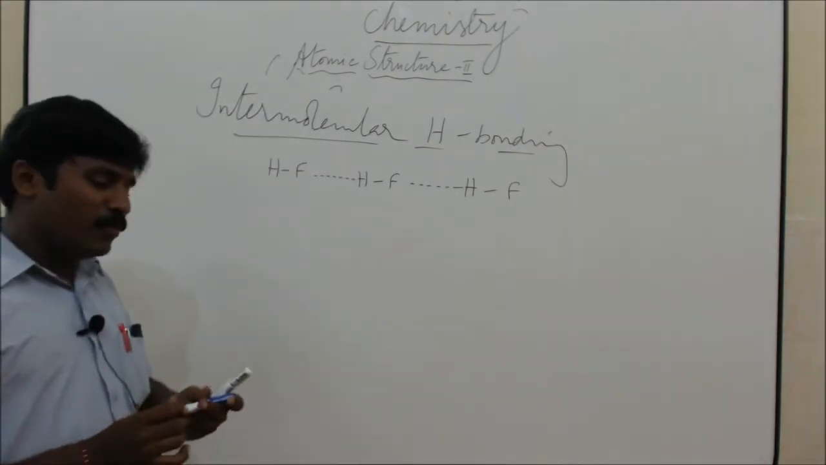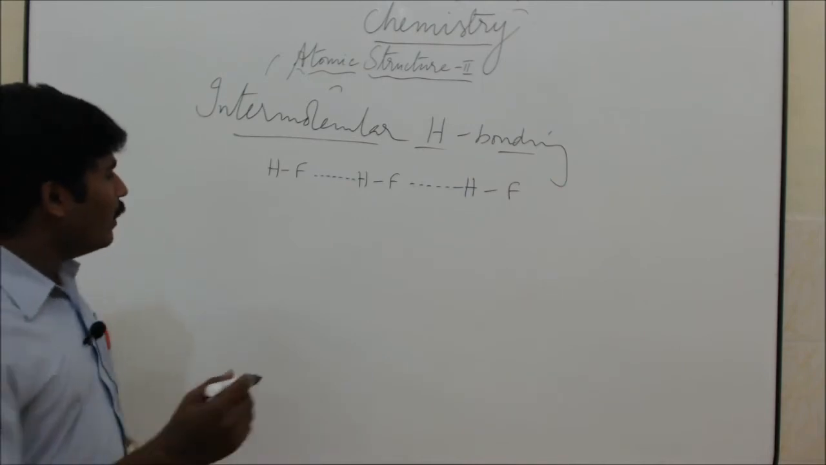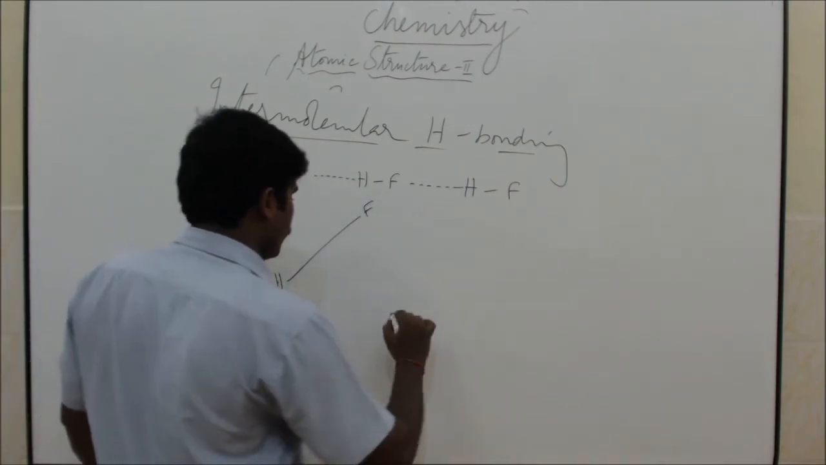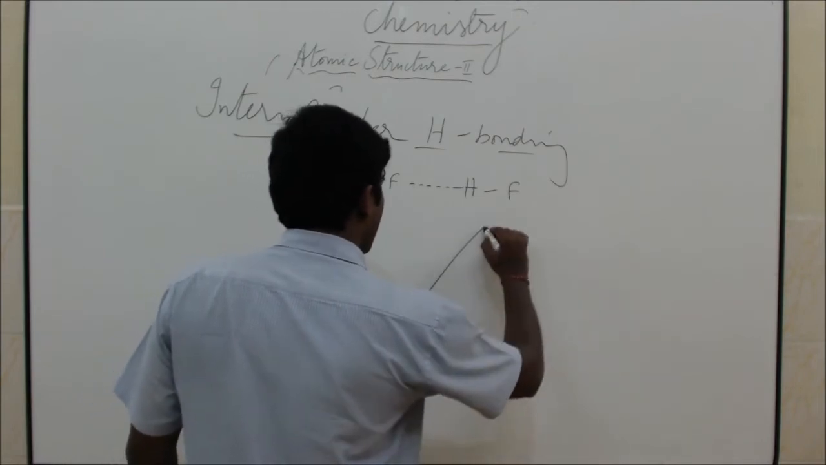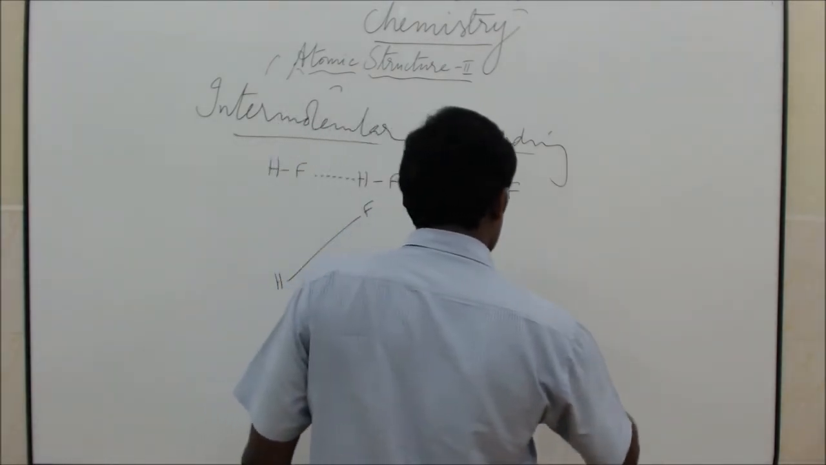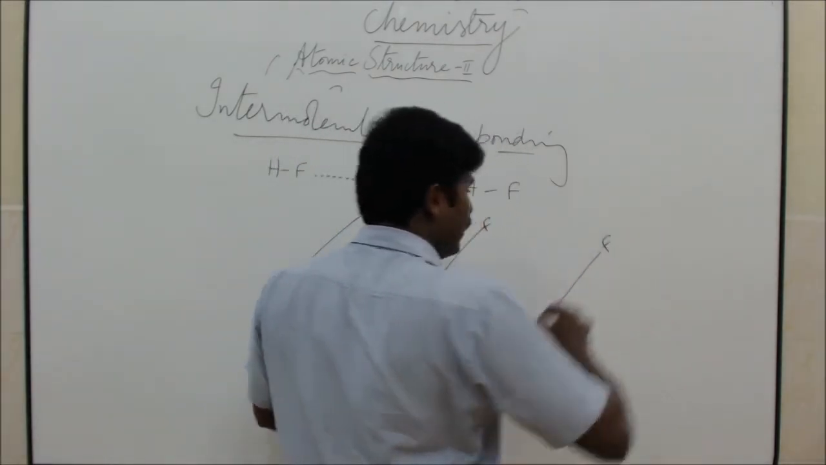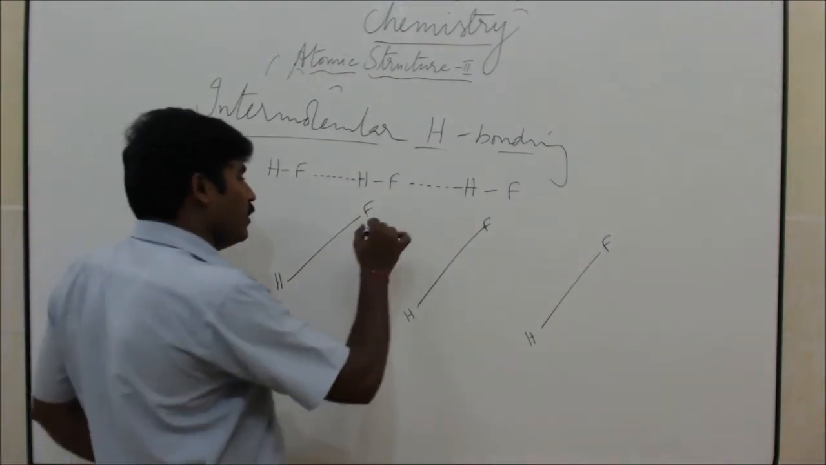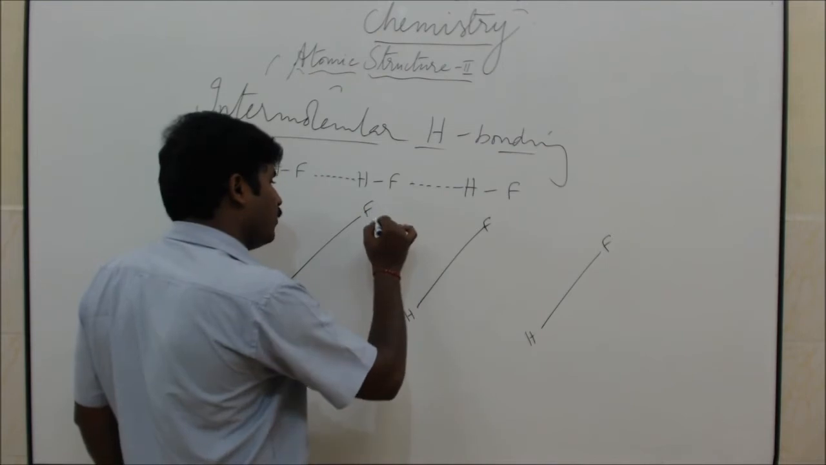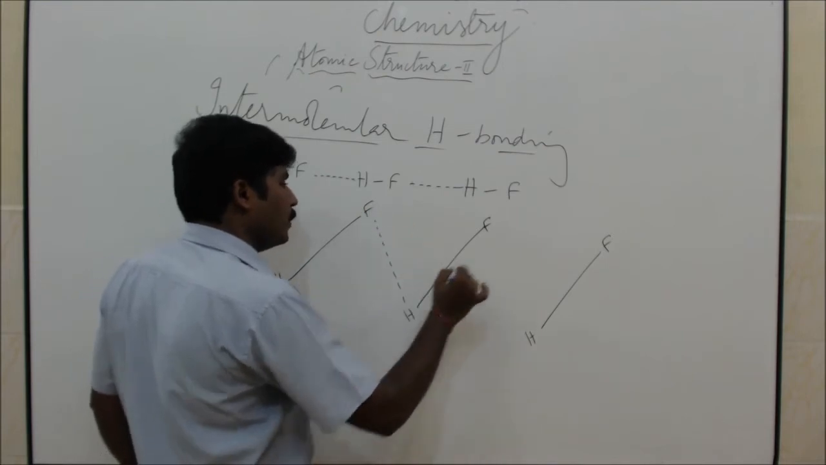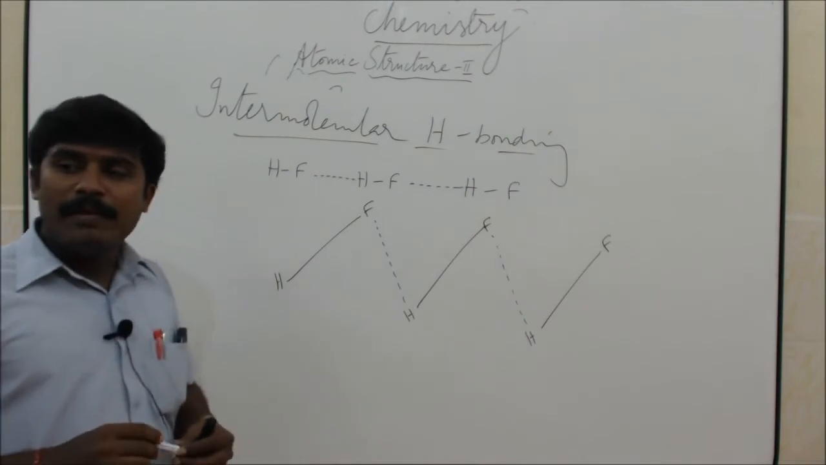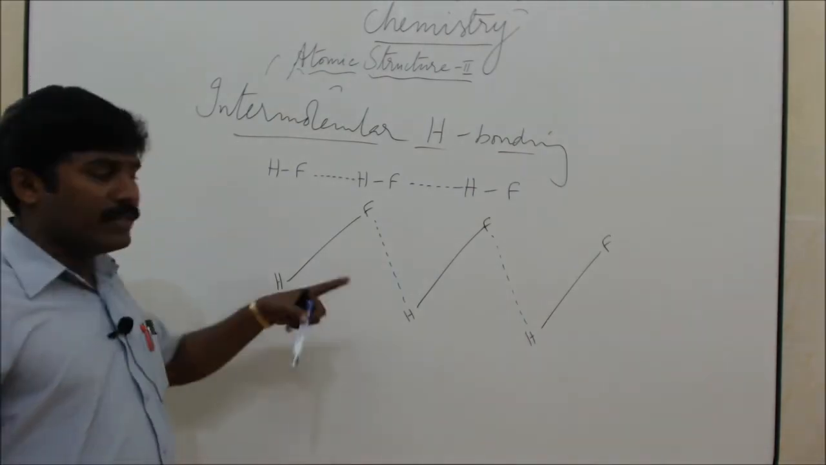The very same thing in the book is given in a somewhat stylish manner. This is HF, this is another HF, this is another HF: three HF molecules. Now the hydrogen bond is between this hydrogen and this fluorine. This is the hydrogen bond between two different HF molecules.